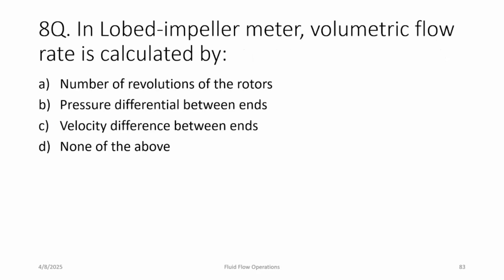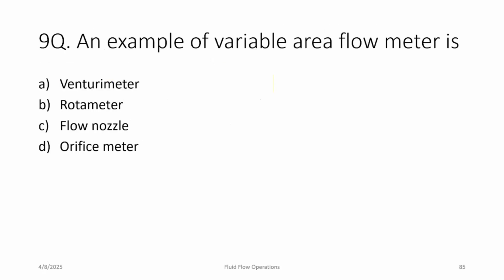So coming to the eighth question, in a lobe impeller meter, the volumetric flow rate is calculated by: number of revolutions of the rotors, pressure difference between ends, velocity difference between ends, none of the above. So it is number of revolutions of the rotors. Option A. Okay.